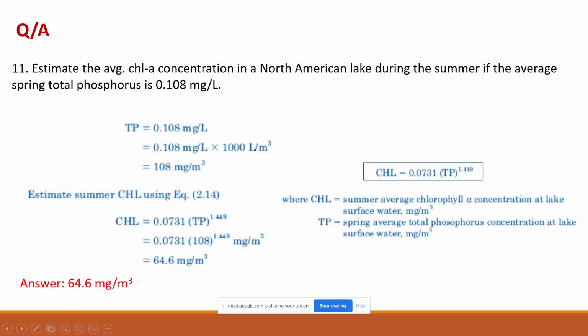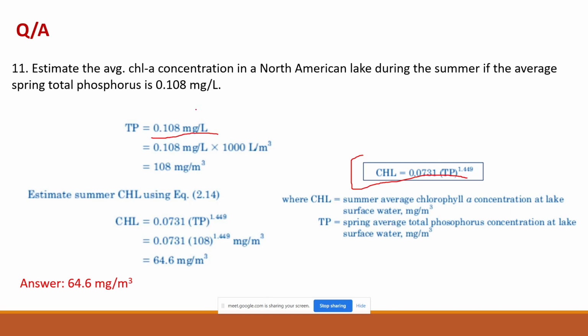I have already given you this relation in the last session, where chlorophyll is equal to 0.0731 times total phosphorus raised to the power 1.449. Now I have already given you that total phosphorus is 0.108 mg per liter.